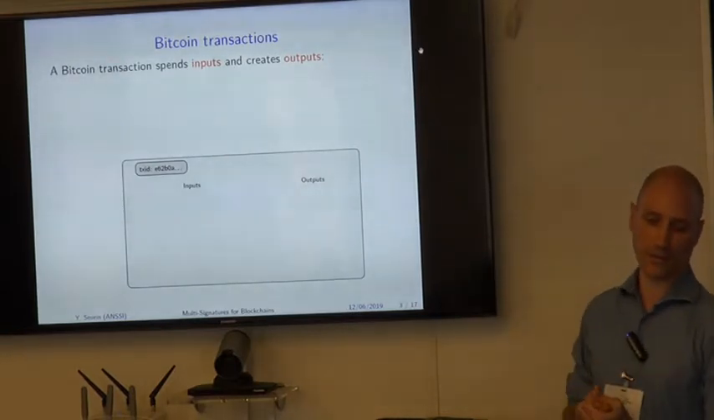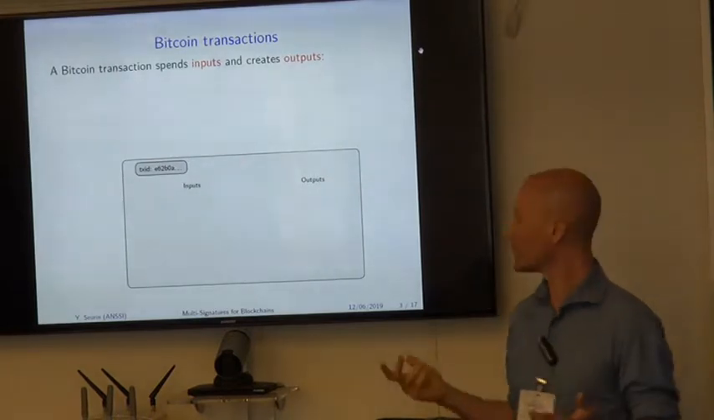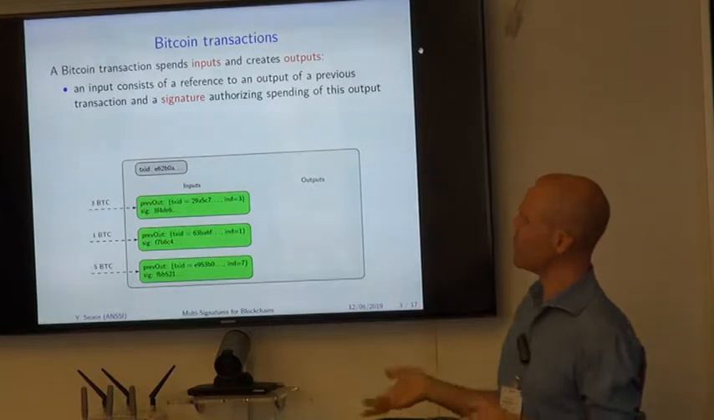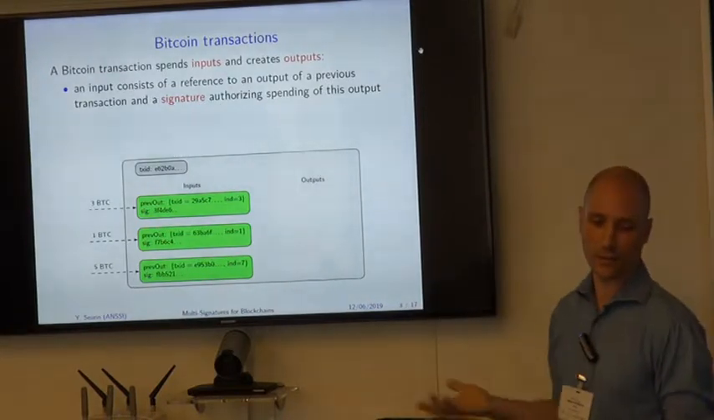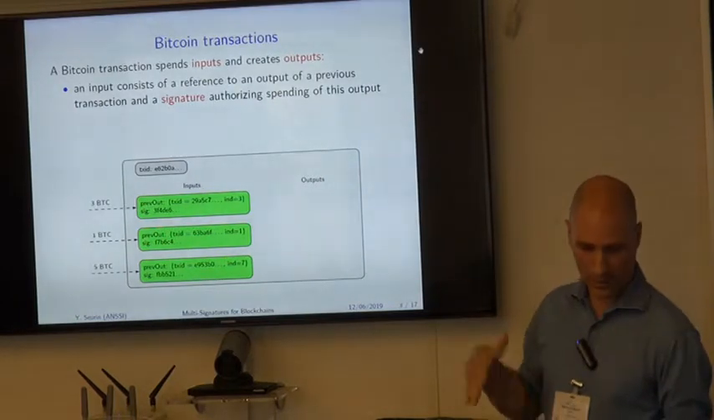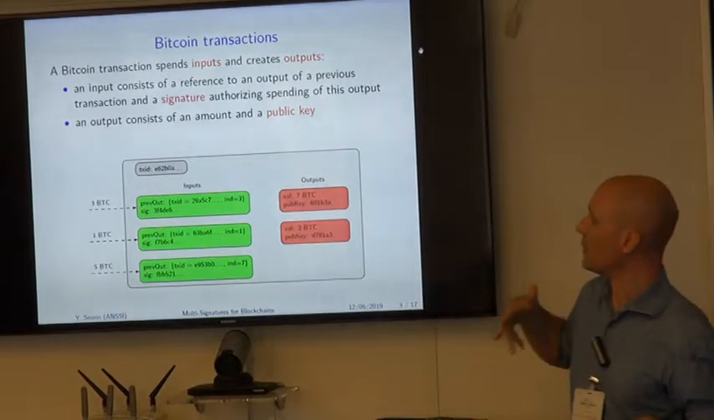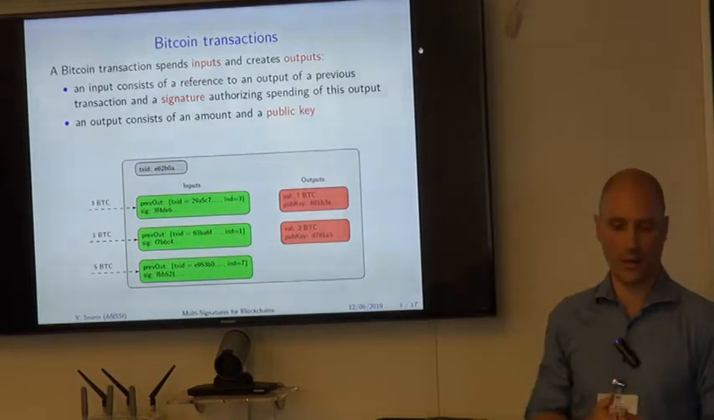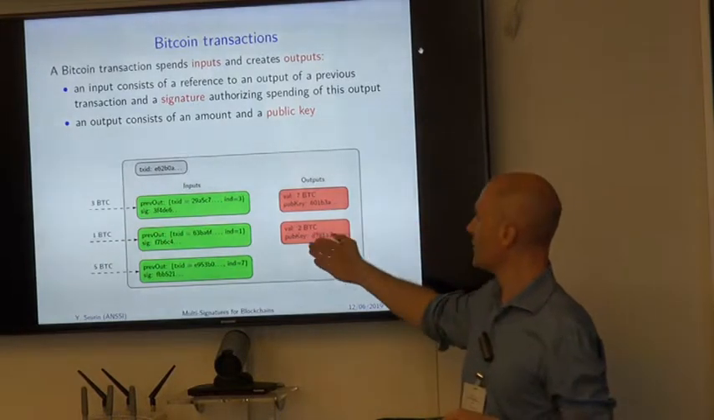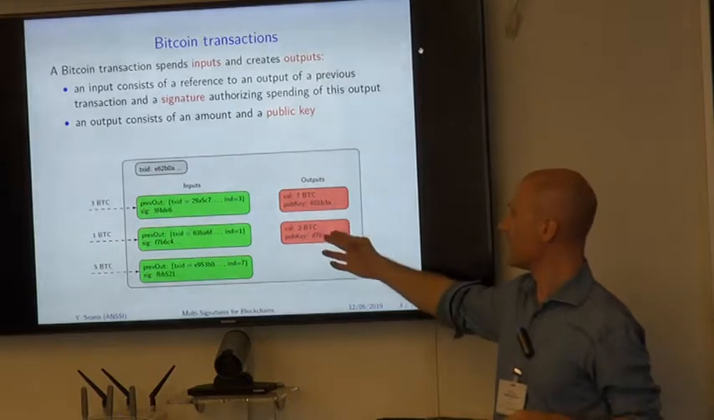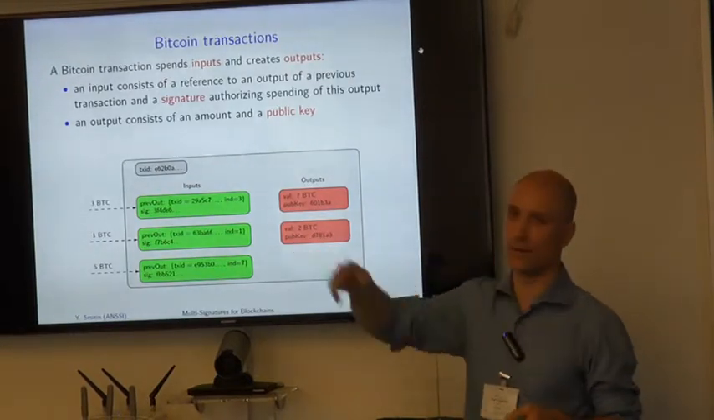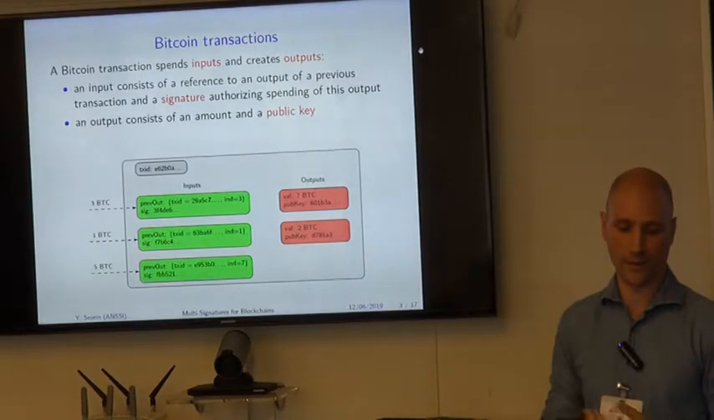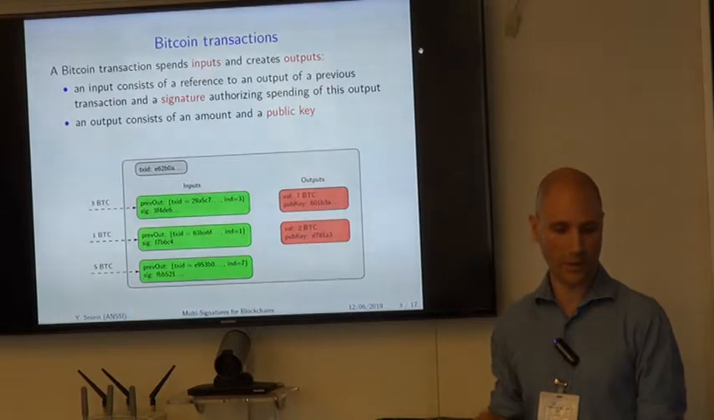So how does a Bitcoin transaction work? In Bitcoin, you don't have accounts. You only have transactions which spend inputs and create outputs. An input consists of a reference to an output of a previous transaction, and a signature authorizing the spending of this output. It will create new outputs, which consist of an amount of Bitcoin and a public key which will control the spending of this new output. If you want to spend this output, you need to provide a signature which is valid under this public key. So that's the way you control the spending of bitcoins in the Bitcoin blockchain: by providing a signature which is valid for some public key.